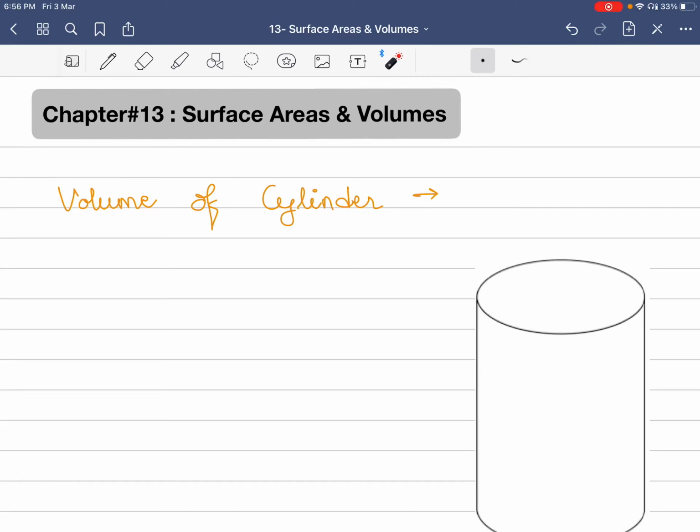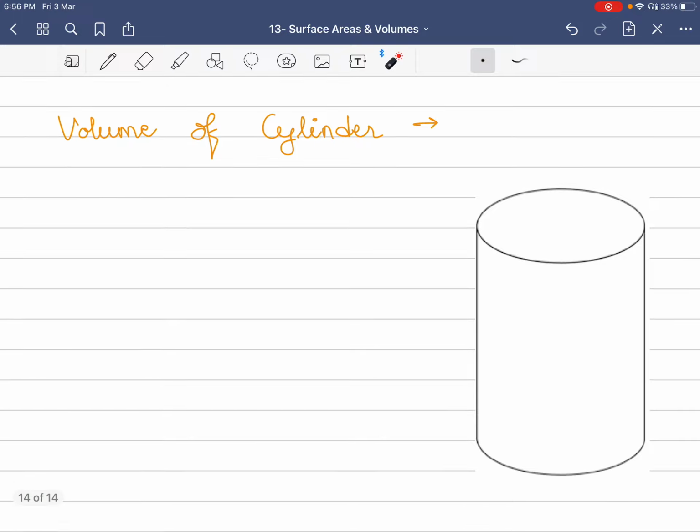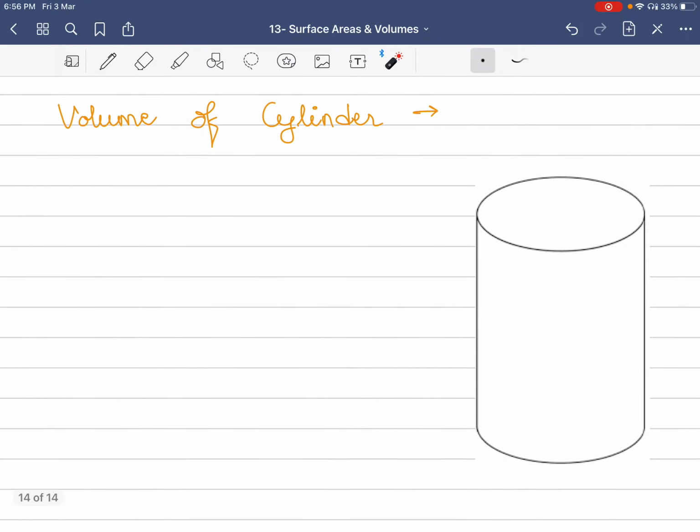So in this video, we are going to continue our discussions on chapter number 13, surface areas and volumes. We are looking at the volume aspect of all these three-dimensional figures. And in this video, we are going to particularly look at the cylinder. We are going to look at the volume of a cylinder. So here is a general cylinder in front of us.